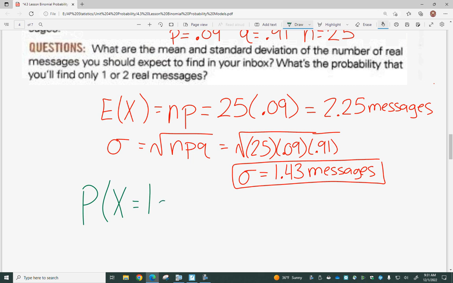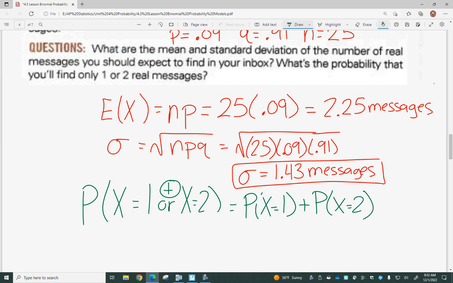is equal to 1 or 2. And so what we can do here is we can find the probability of each of them and we can add them together. We will talk more about this, but OR means to add as long as our trials are independent, which they are. So we're going to take the probability of x being 1 and add to that the probability of x being 2. So this is where we're going to use our calculator.